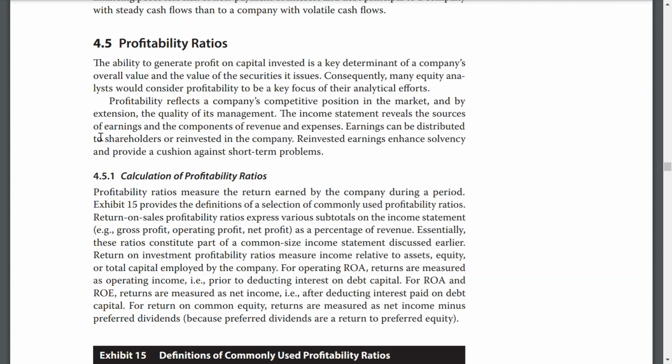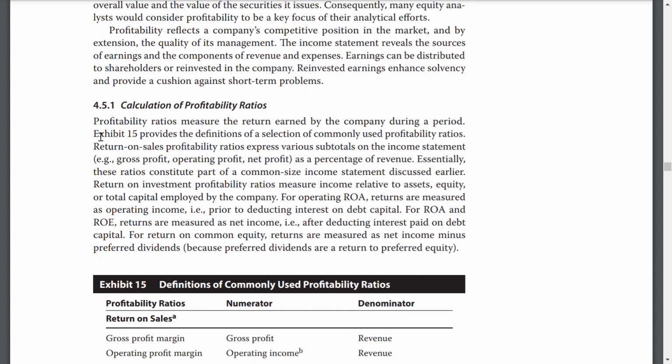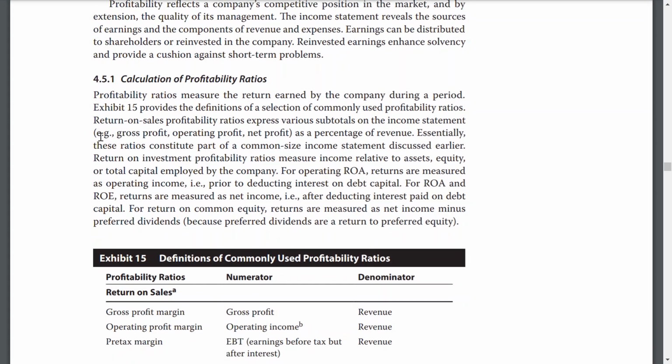Return on sales profitability ratios express various subtotals from the income statement as a percentage of revenue. Especially, these ratios constitute part of a common-size income statement discussed earlier. Return on assets is measured by dividing by the total capital employed by the company. For operating ROA, returns are measured as operating income, i.e., prior to deducting interest on debt capital. For ROE, returns are measured as net income, i.e., after deducting interest paid on debt capital. For return on common equity, returns are measured as net income minus preferred dividends.